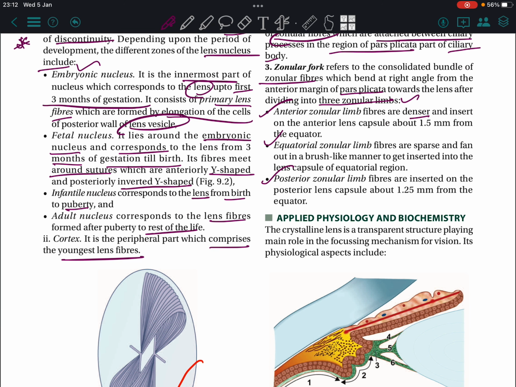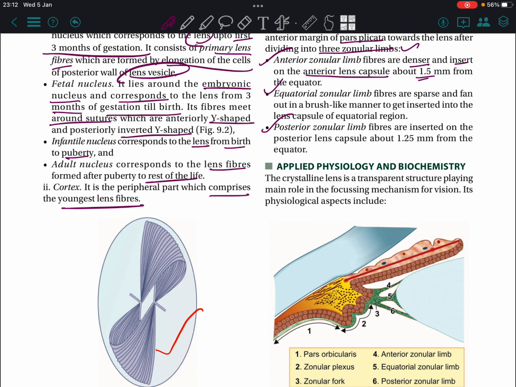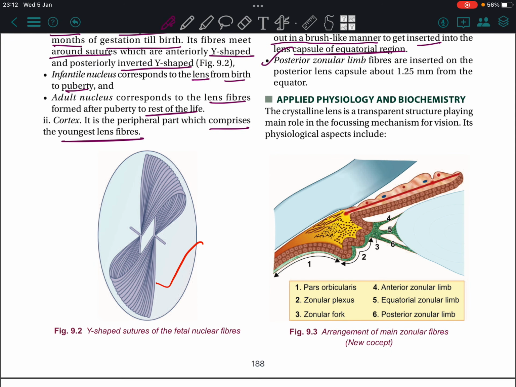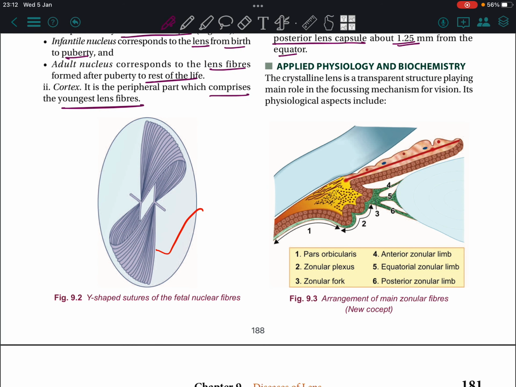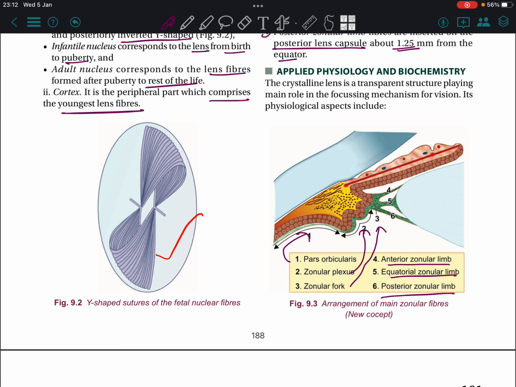Anterior is denser and inserts on anterior lens capsule about 1.5 mm from the equator. Equatorial zonular limb fibers are sparse and fan out in a brush-like manner to get inserted into lens capsule of equatorial region. Posterior zonular limb fibers are inserted in posterior lens capsule about 1.25 mm from the equator. One is pars orbicularis, two is zonular plexus, three is zonular fork, 4 is anterior zonular limb, 5 is equatorial zonular limb, 6 is posterior zonular limb.